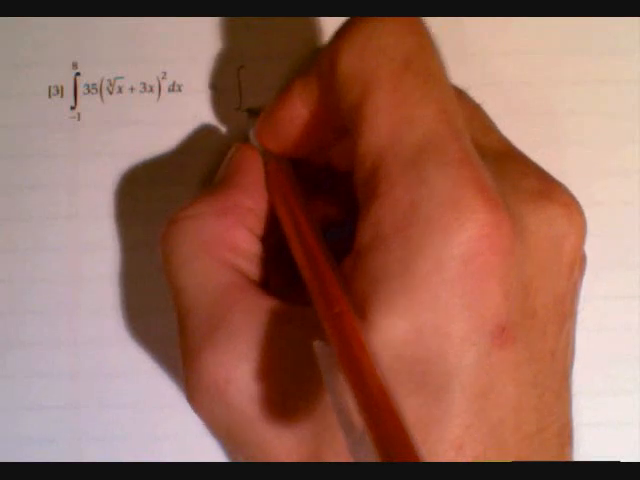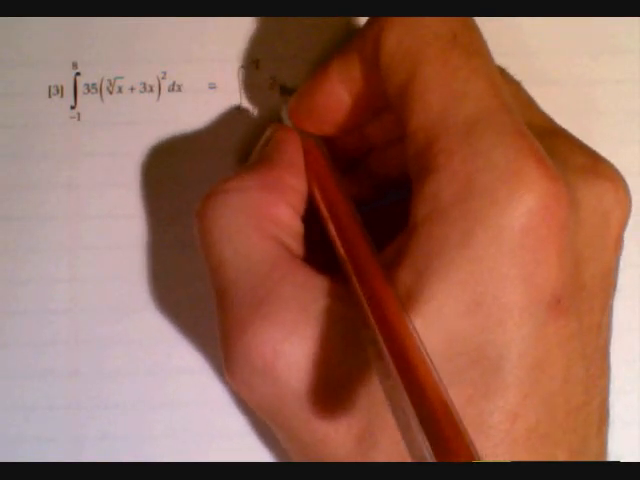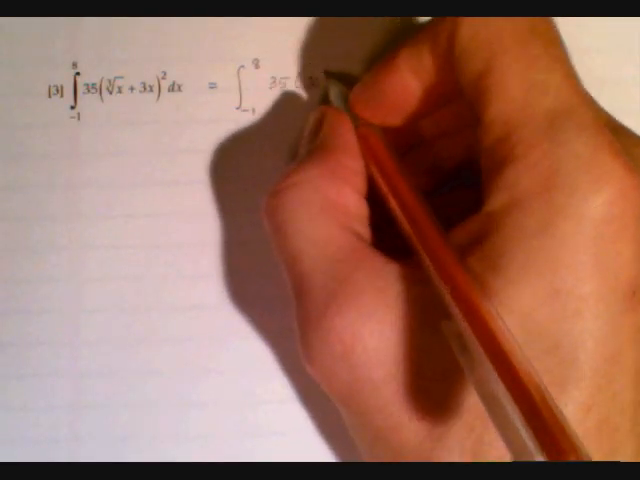This is a continuation of the previous example. We're evaluating some definite integrals. In this case, we've got the integral from -1 to 8 of 35 times the quantity cube root of x plus 3x, squared. It's kind of yucky looking. Let me rewrite that. Let's rewrite the cube root of x as x to the 1/3.